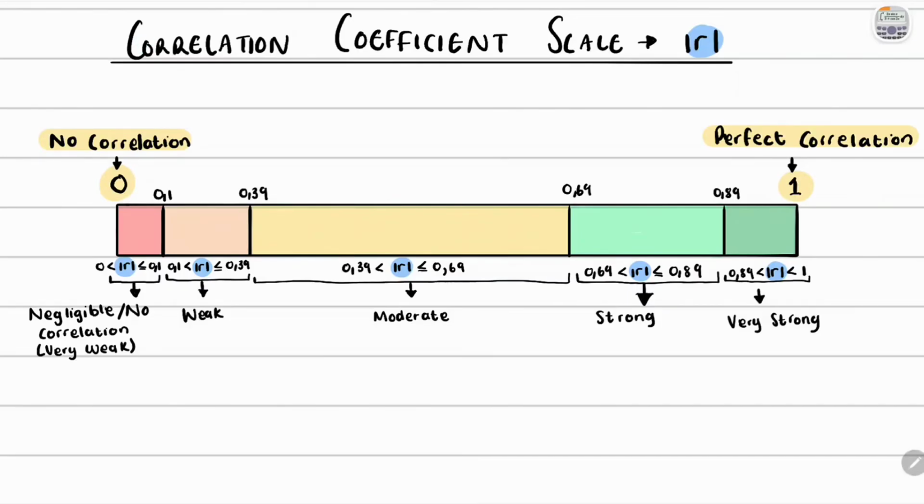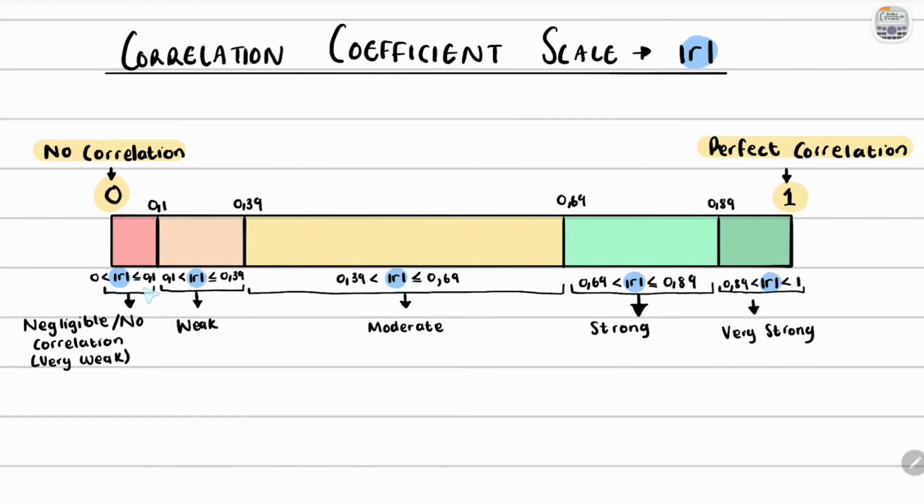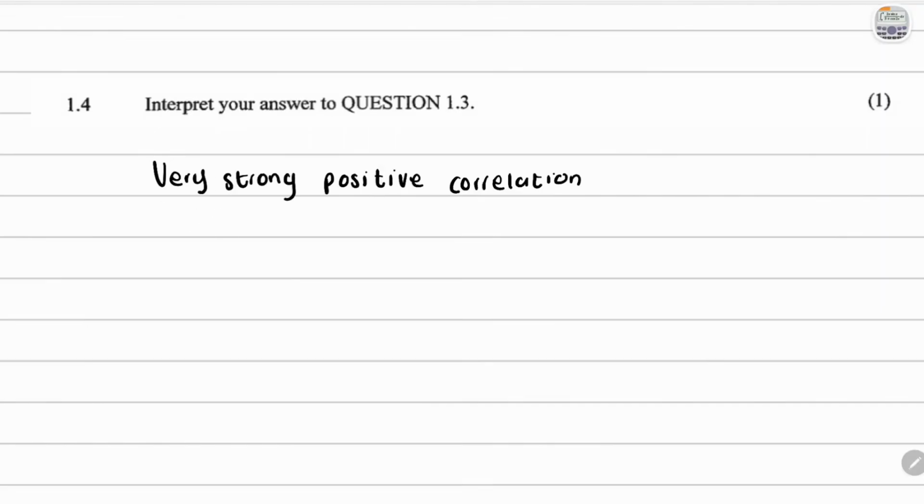And remember, in this scale, I'm not really considering whether it's positive or negative. We're just using the absolute value of R. Remember, just from 0 to 0.1, if it's greater than 0 but less than or equal to 0.1, it's so small you can barely even consider that there is any correlation between the two variables. So this is our answer. It's a very strong positive correlation. And moving on to the next question.